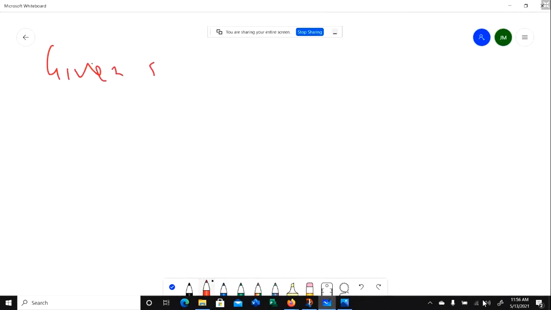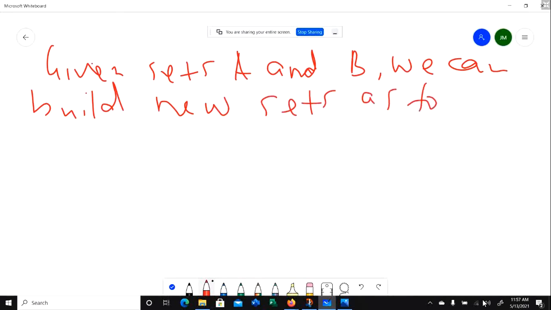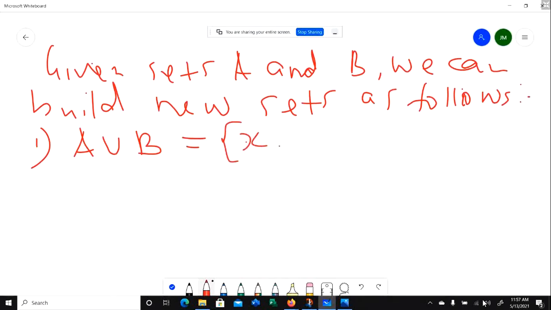So given sets A and B, we can build new sets as follows. One set we can build from any given two sets is the union, A union B, which, if you recall from our set theory, is the set of X such that X is in A or X is a member of B. So that union would be a new set that contains all elements in A and B.